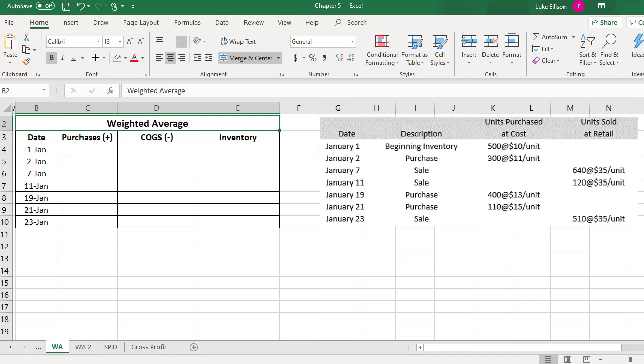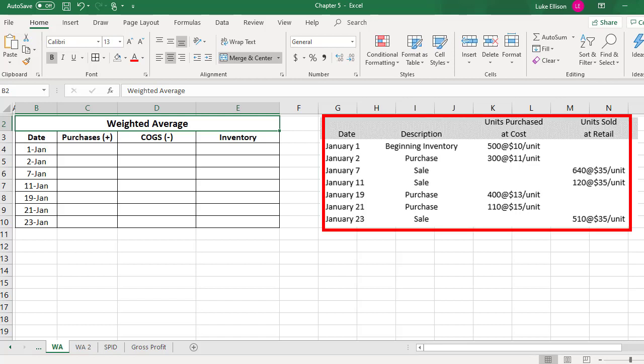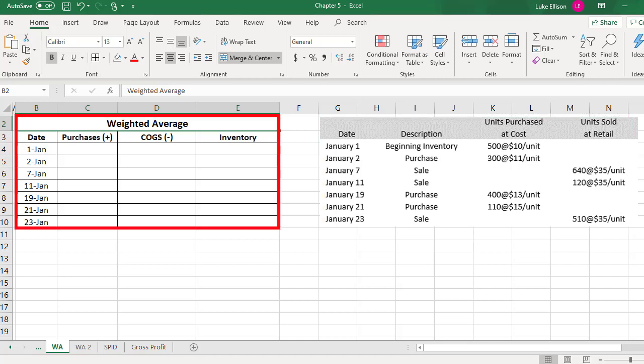Hello! Today we will be covering the weighted average method for calculating cost of goods sold and ending inventory. On the right, I have a list of transactions that the company was involved in, including purchases and sales. On the left, I have a chart where I will show my work as I complete this problem.